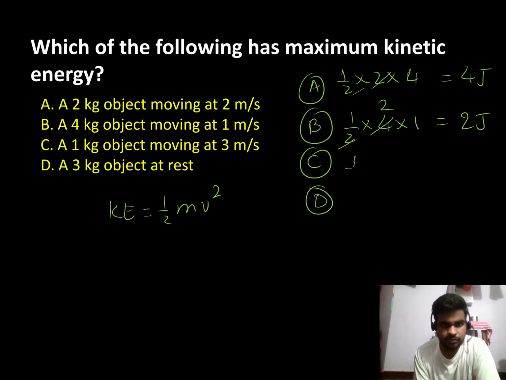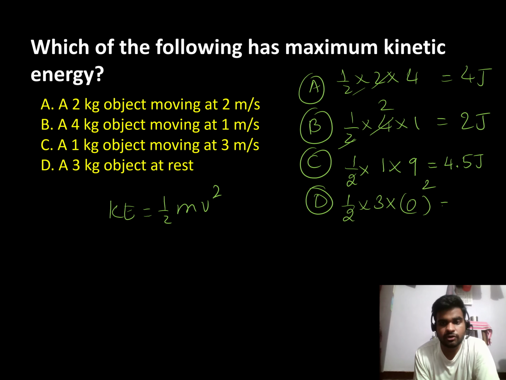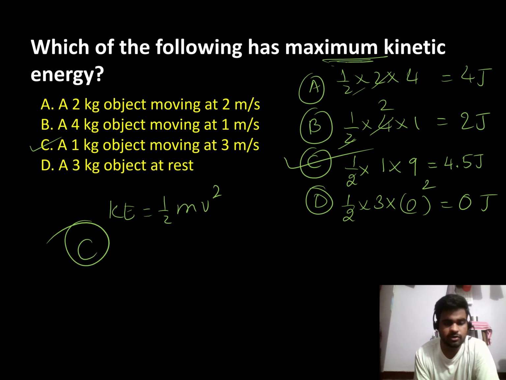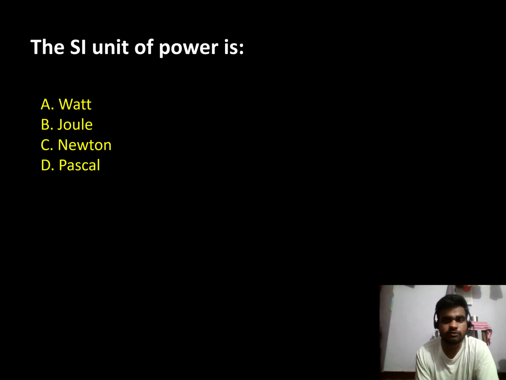Third option is half into 1 kg object into speed 3 squared. 3 squared is 9, so 9 by 2 is 4.5 joules. And the final option is half into m into v square, 0 square is 0. They have asked maximum kinetic energy. So option C should be the right answer to this question. Let's move on to the next question.